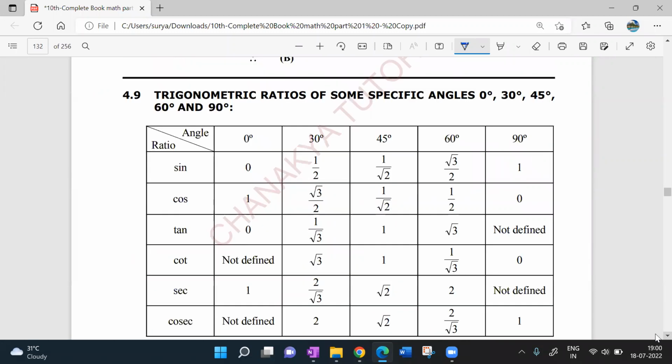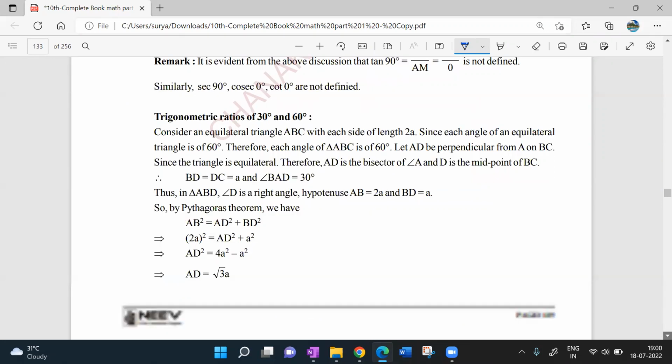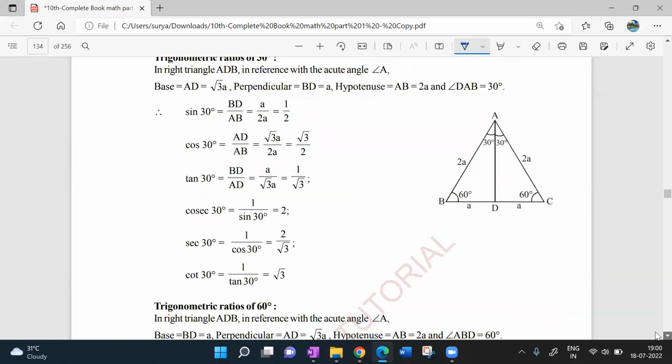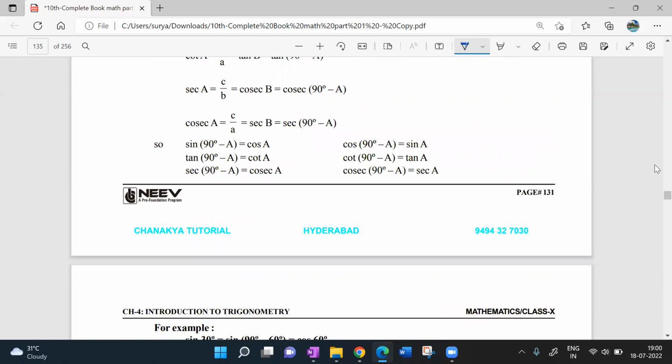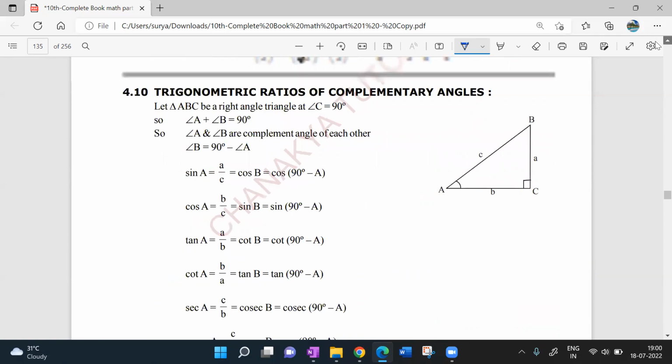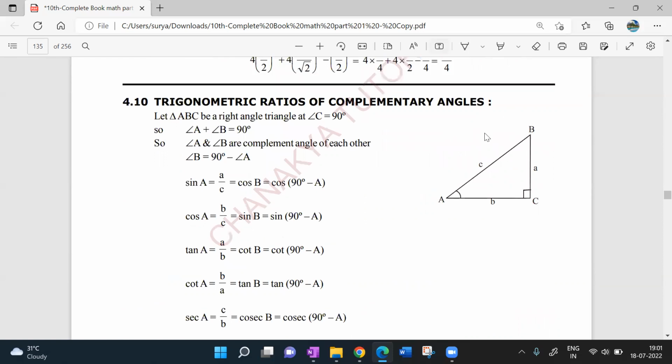Tomorrow we have gone through proofs as well, so you can go through the proofs as well. I'll share these notes. And tomorrow we'll talk about the quadrant system, beta, and trigonometric ratios of complementary angles. Complementary angles are 90 minus theta, 90 plus theta. Complementary means the sum of two angles should be 90 degrees. Supplementary means the sum of two angles should be 180 degrees. So we'll talk about complementary angles tomorrow.